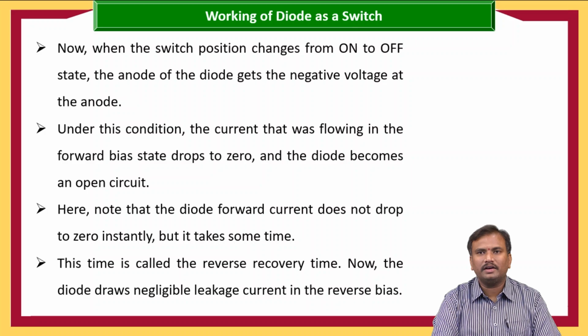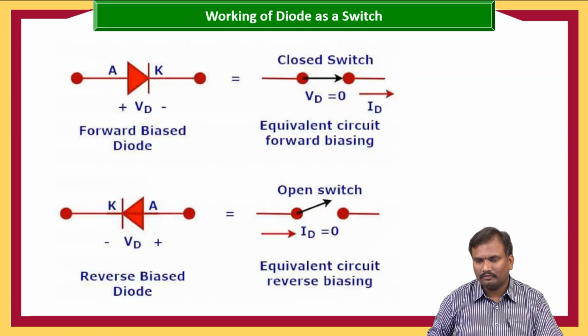Now the diode draws negligible leakage current in the reverse bias. Here the diode will draw some leakage current in the reverse bias condition.